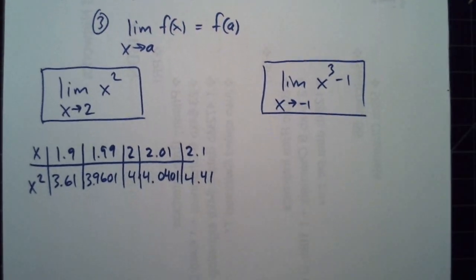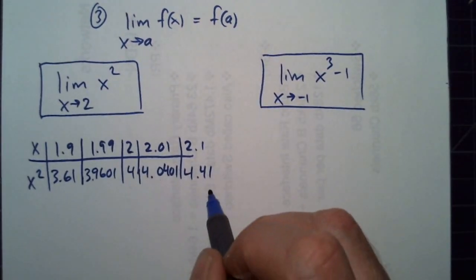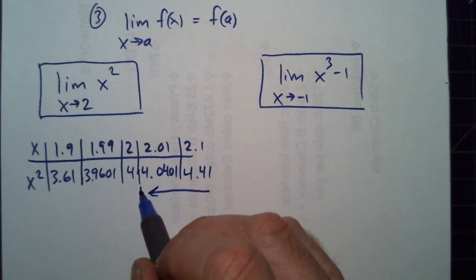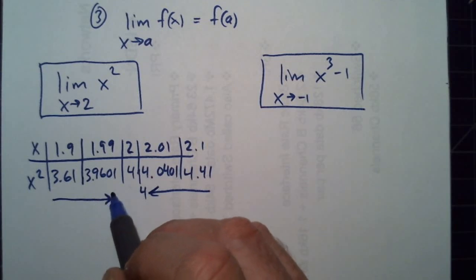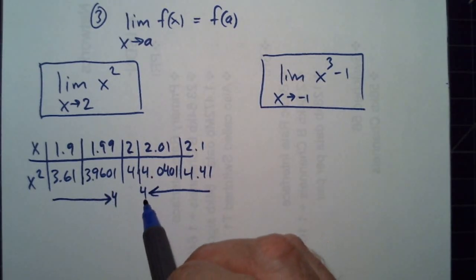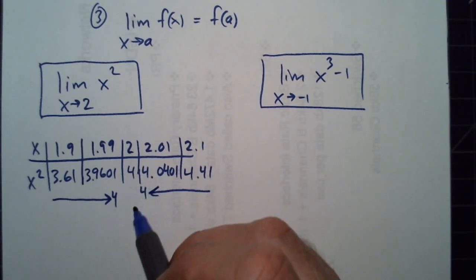So we can follow these y values: 4.4, 4.04, this looks like it's going to 4. 3.6, 3.96, that looks like it's going to 4. So here, these values are the limit. This is the function value when we're looking at the table.